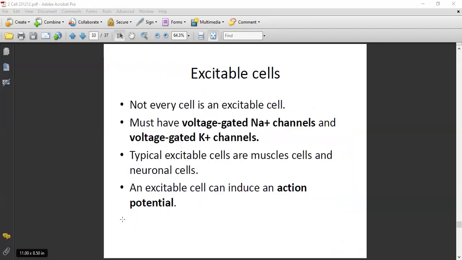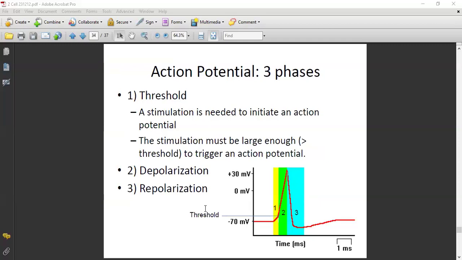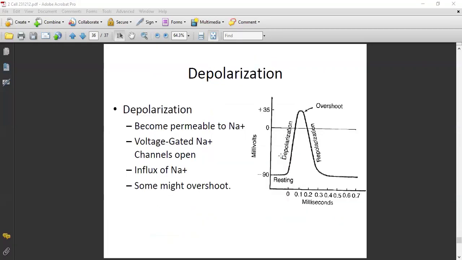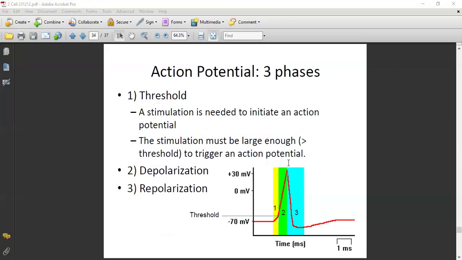So how is this action potential achieved? It is achieved by two proteins, the voltage-gated sodium channel and the voltage-gated potassium channel. The action potential has several components. If it's not activated, it will be at rest. You have to have some stimulus. You have to touch it, stimulate it, give it an electric shock. You have to stimulate it to generate an action potential.